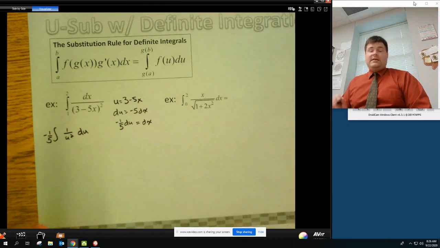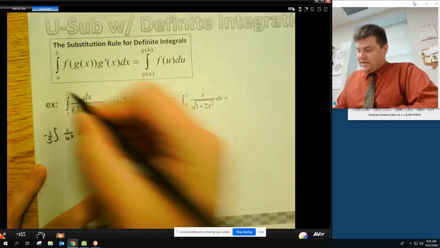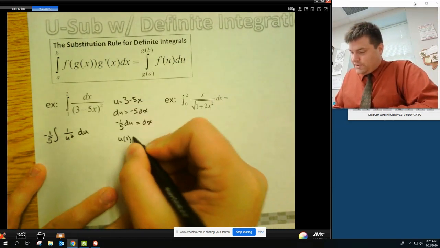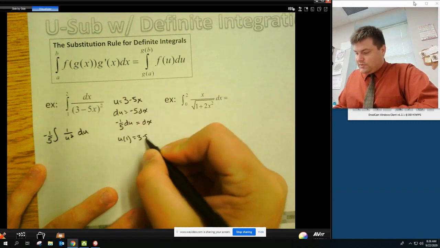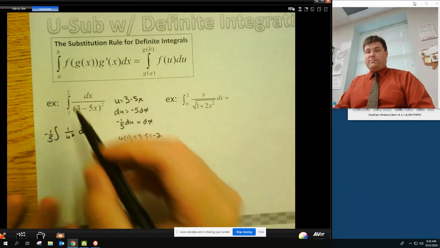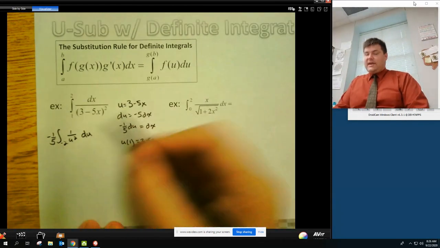Okay. Now, I mentioned that my bounds change. They do change. I have to plug in a 1 and a 2. So I'm going to do u of 1. Plug in a 1, so I'm going to get 3 minus 5, which is negative 2. So now my lower bound changes from 1 to negative 2 because I'm plugging it back into my original u statement.